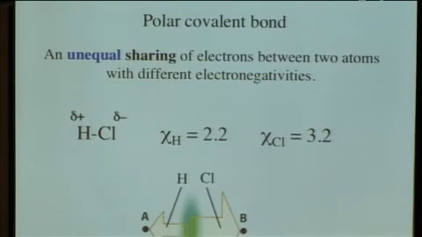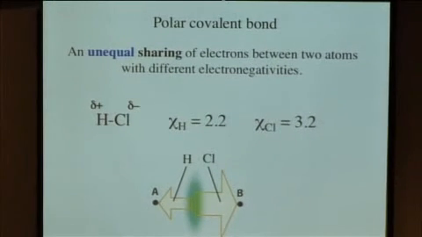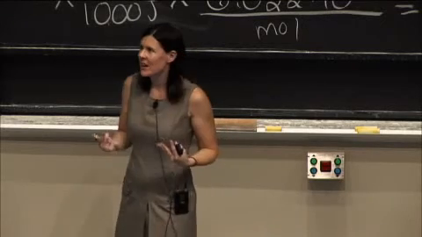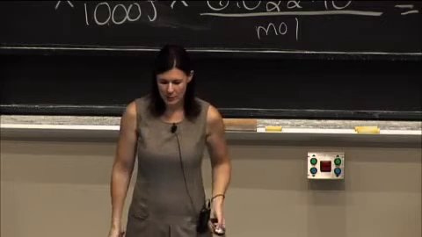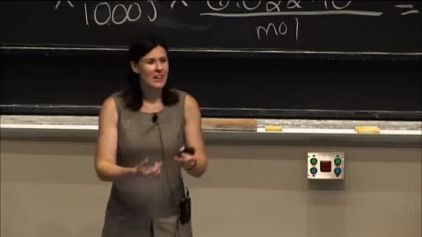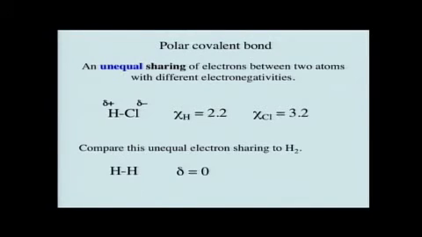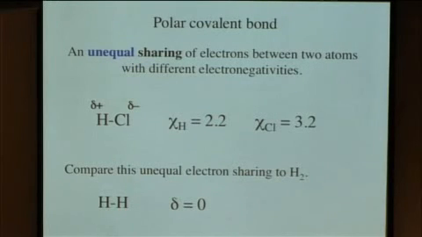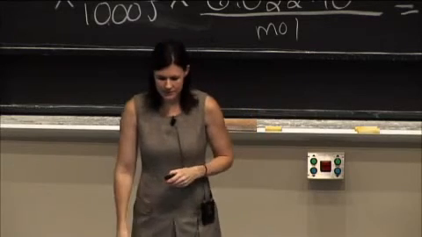So what we end up having is a partial negative charge on the chlorine and a partial positive charge on the hydrogen. The reason we have that is because the chlorine's more electronegative. It wants to pull more of that shared electron density to itself. If it has more electron density, it's going to have a little bit of a negative charge, and the hydrogen's going to be left with a little bit of a positive charge. So we can compare this, for example, to molecular hydrogen, where they're going to have that complete sharing. So there's not going to be a delta plus or a delta minus. Delta is going to be equal to 0 on each of the atoms.